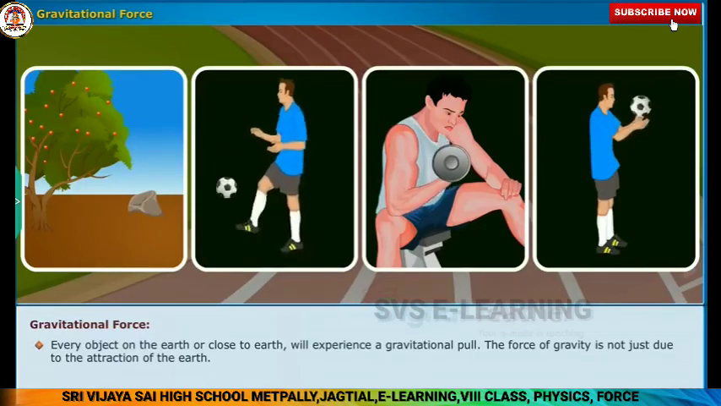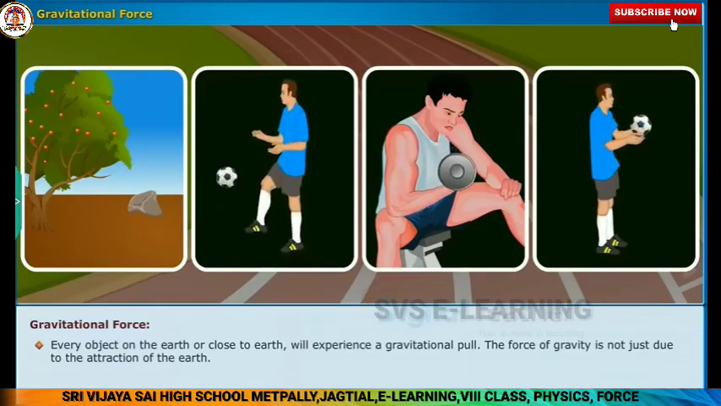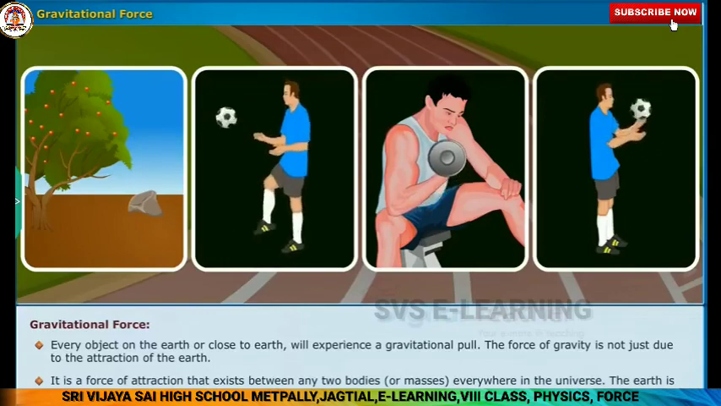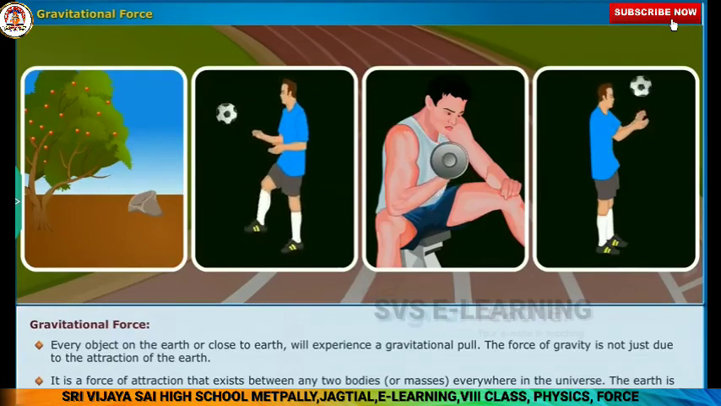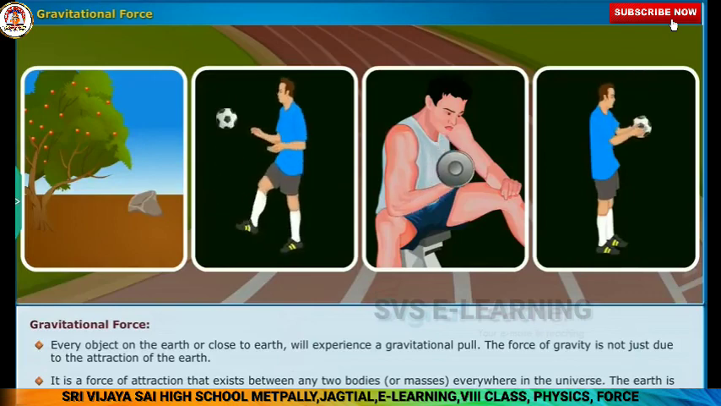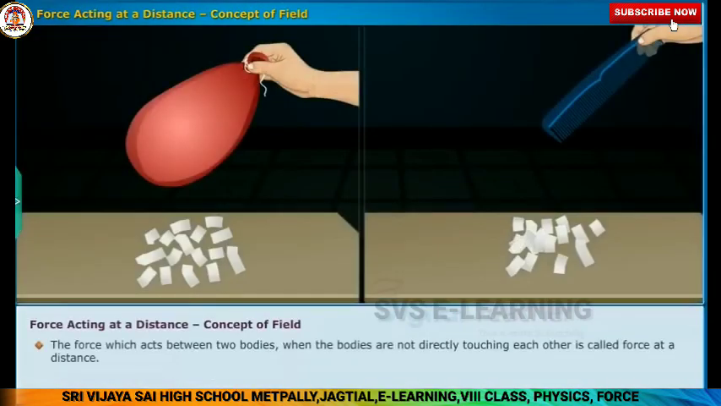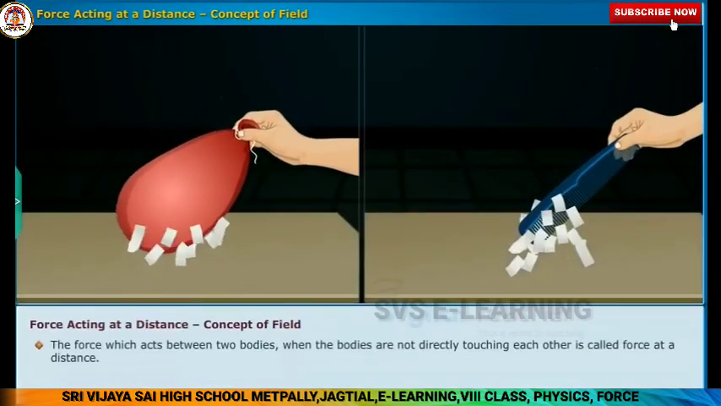The force of gravity is not just due to the attraction of the earth. It is a force of attraction that exists between any two bodies or masses everywhere in the universe. The earth is so massive and huge that all the other objects close to the earth are attracted or pulled towards it. The force which acts between two bodies when the bodies are not directly touching each other is called force at a distance. These forces can be explained by using the concept of a field.